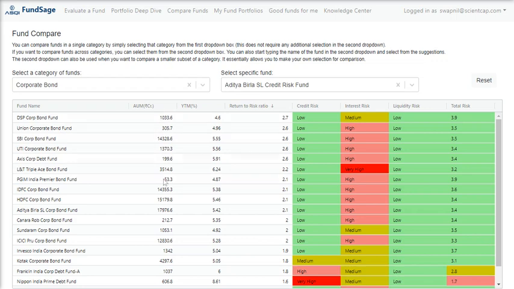Then the AUM number can help you decide whether it actually is indeed a moderate size fund or just a very small fund. For example, this is a very small fund with 53 crores, although it seems to have a high return to risk ratio numerically. Whereas this fund with 14,000 crores having such a high return to risk ratio is a more reliable measure.